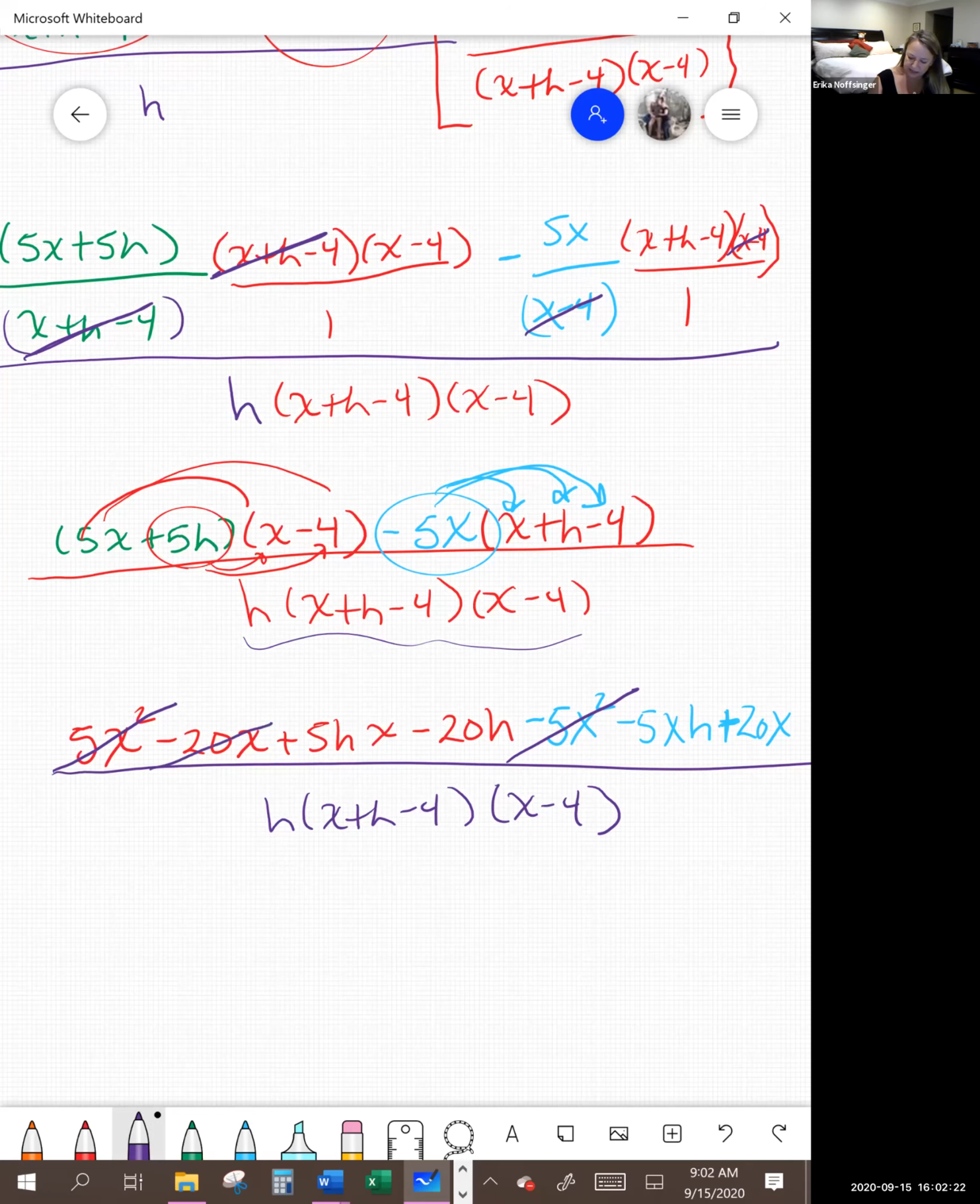I have a 5hx and a negative 5xh, which are the same thing, so those cancel. And so in the numerator, you're just left with that term negative 20h all over this denominator, h, x plus h minus 4, x minus 4. Notice that now we have strictly multiplication. We can cancel out those h's. And this simplifies to negative 2 all over x plus h minus 4.